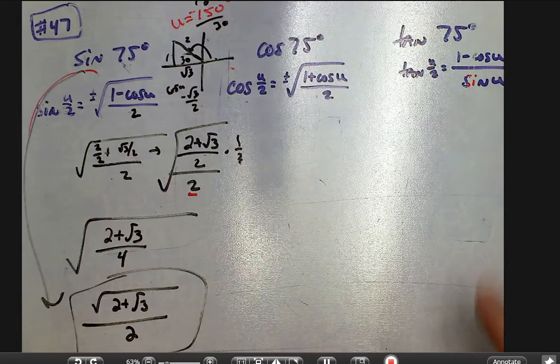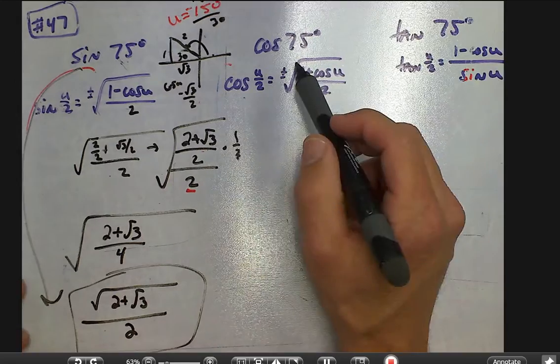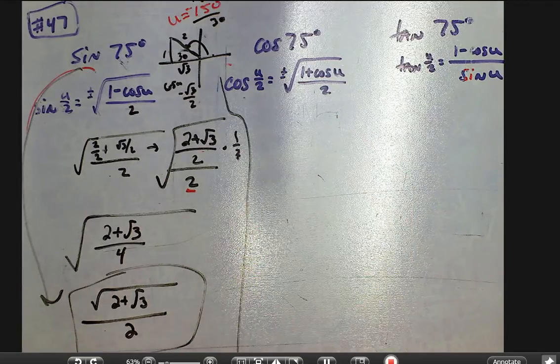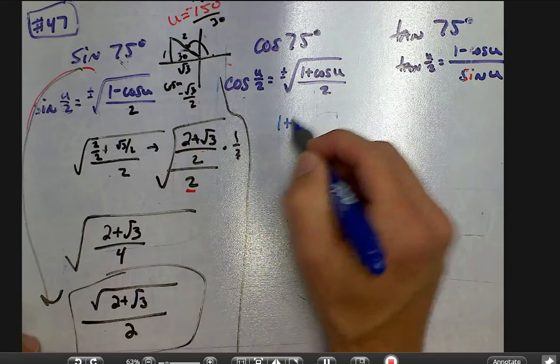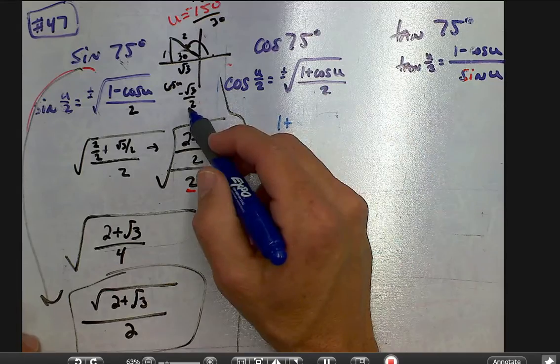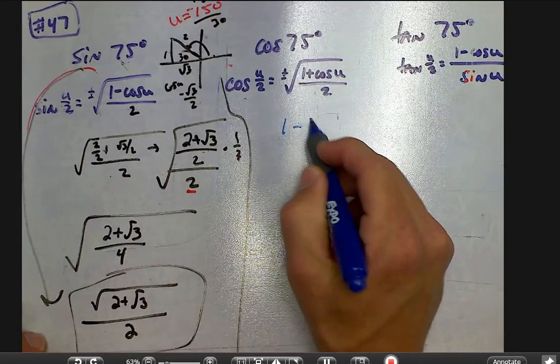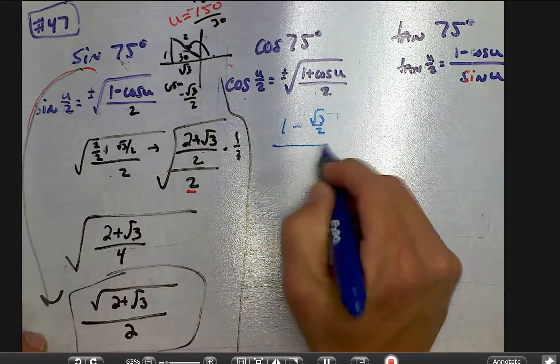Now let's find the cosine of 75 degrees. Our formula's a little bit different. Go ahead and do it in blue to separate it for you. It'll be 1 plus the cosine of u. The cosine is negative square root 3 over 2. So now it becomes 1 minus square root 3 over 2, all over the 2 there.